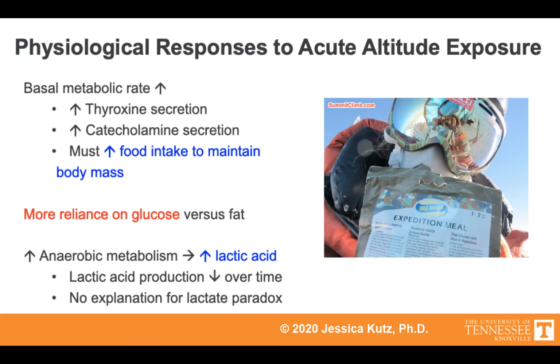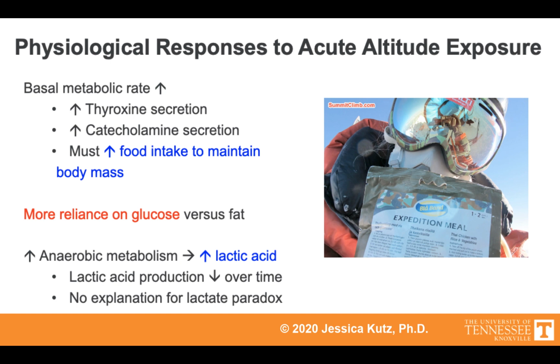Some other things that happen when we go to altitude are a very robust increase in our metabolic rate. And this primarily has to do with hormone secretion of our catecholamines, so our epinephrine and norepinephrine, as well as our thyroid hormones, our thyroxine, which are going to increase our resting metabolism. And so in this case, you actually have to increase food intake to maintain body mass, because you have basically a furnace that's burning faster and more often, requiring more wood. In the equivalent, you're requiring more food in that analogy.